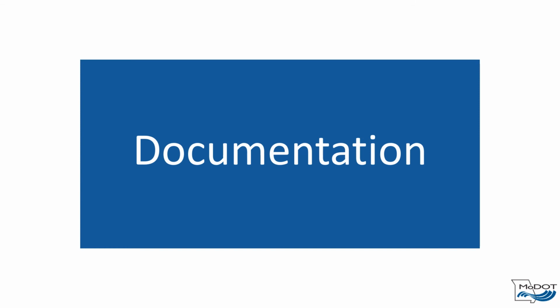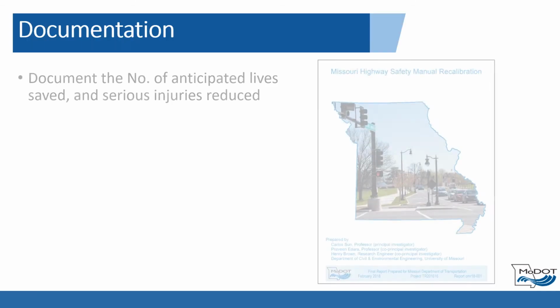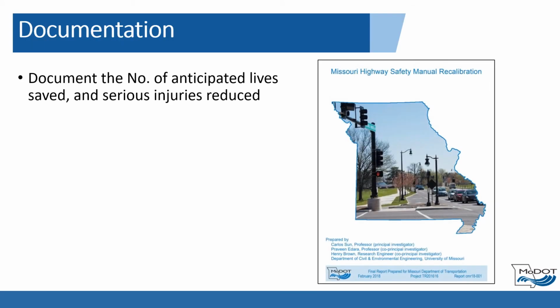Now that we've reviewed the BCA calculation methodology, let's discuss the general documentation approach for MoDOT safety projects with the BCA. The calculation of benefit-cost ratio should be well documented and cataloged for future reference. The number of anticipated lives saved and serious injuries reduced should also be documented. This will be helpful not only for projecting costs and benefit of future projects, but also for evaluating benefit-cost analysis of past projects.